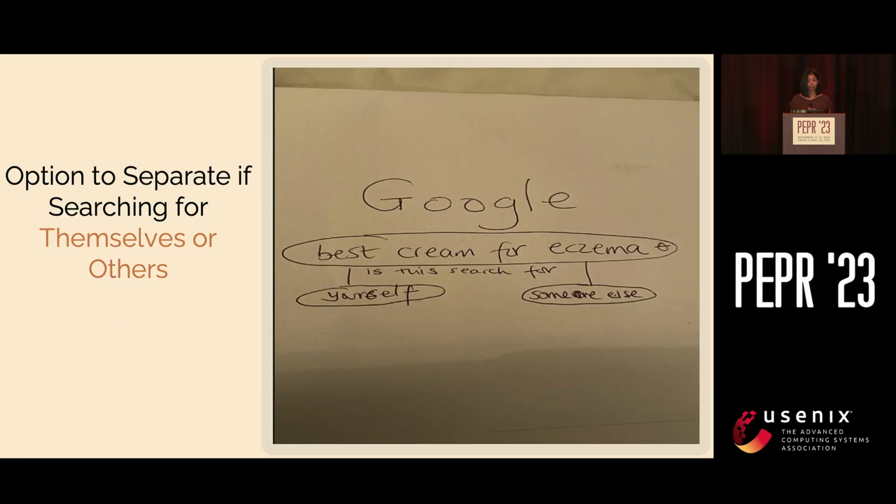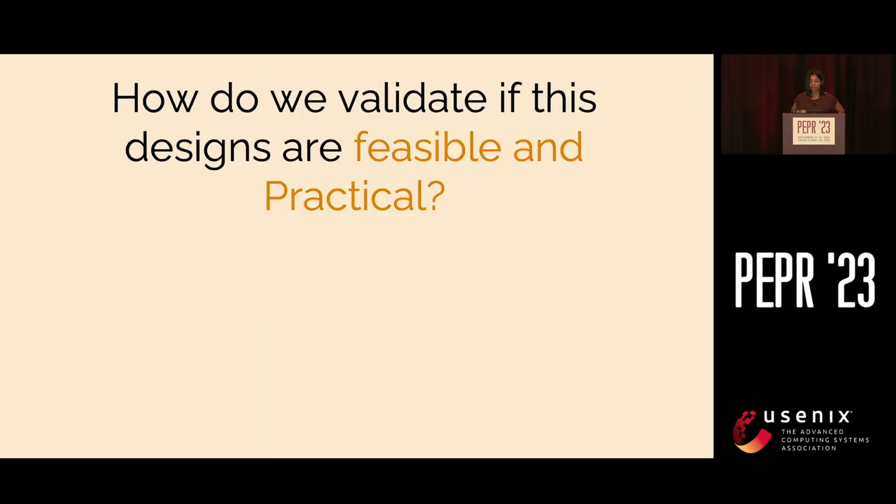And lastly, the option to separate whether they are searching for themselves or searching for others. This design is for a system that differentiates the searches of the device owner and others to maintain personalized and accurate results while ensuring privacy, especially emphasizing searches related to their children or some sensitive topics that I mentioned earlier. And now, these are all the conceptual designs provided by the users.